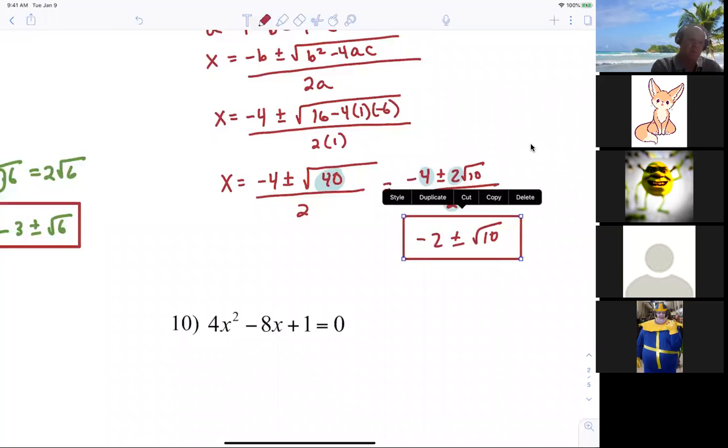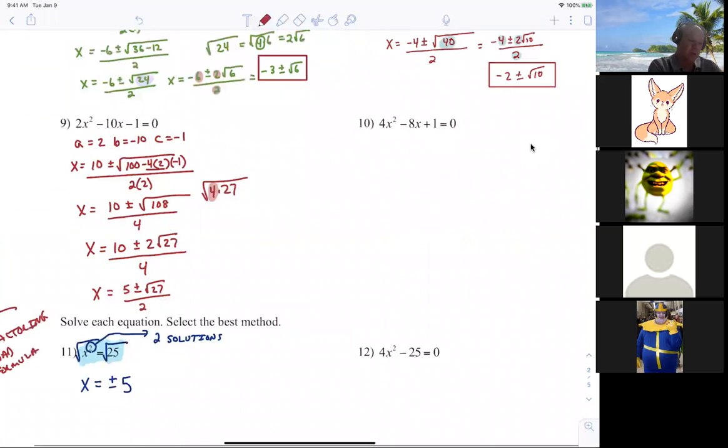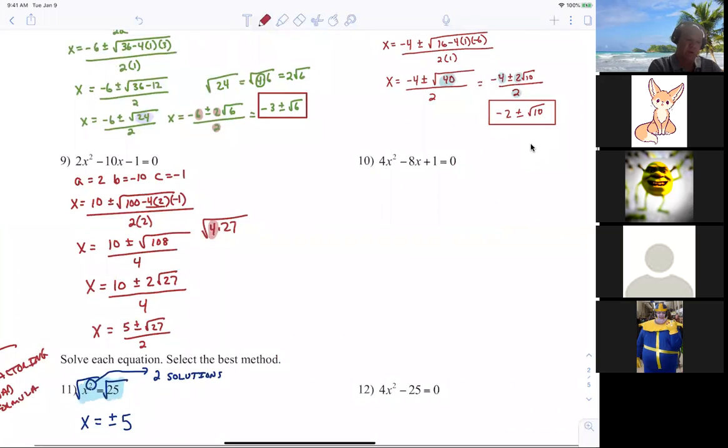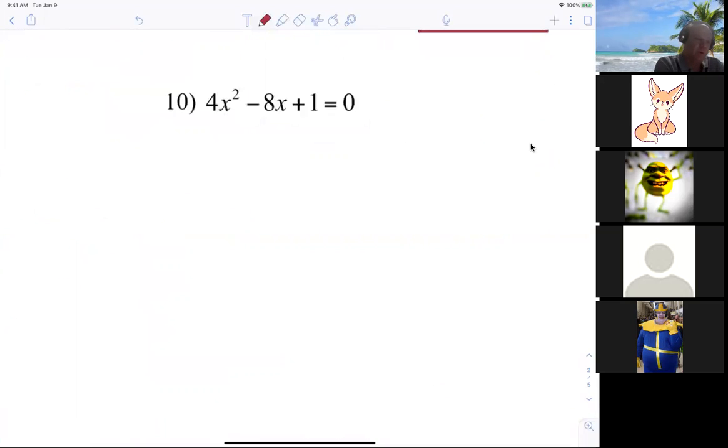Anybody? Everybody getting the hang of it? All right, I think we got one more example before you have to start making some choices. So we'll do one more quadratic formula.